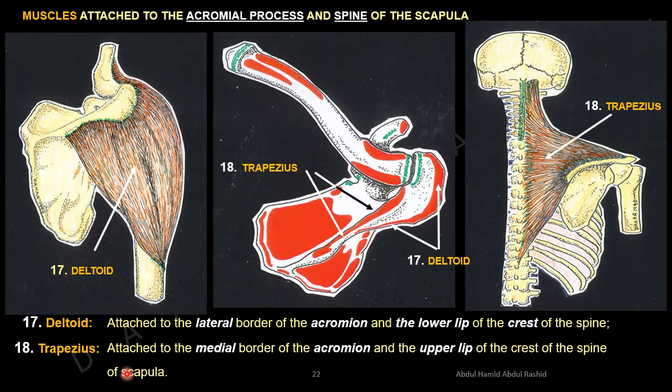The last muscle is the trapezius muscle. It is attached to the medial border of the acromion, and continuous to it is the upper lip of the crest of the spine of the scapula. So the outside circle is attached by the deltoid, the inside circle is attached by the trapezius muscle. They are all 18 muscles attached to the scapula.